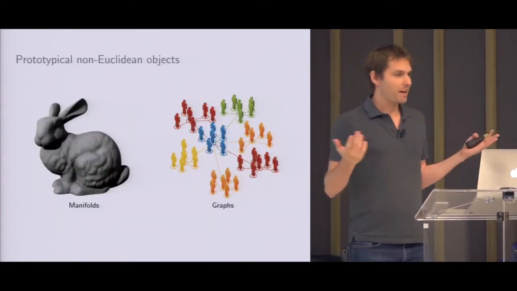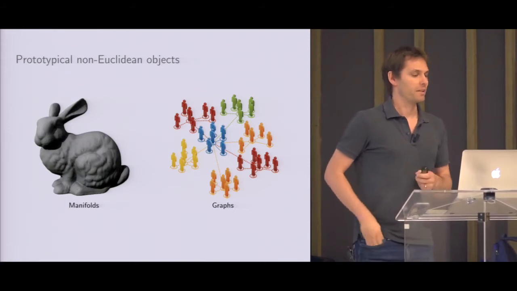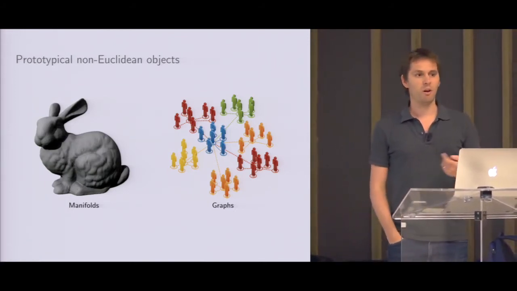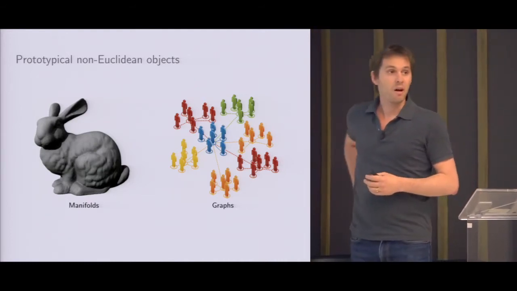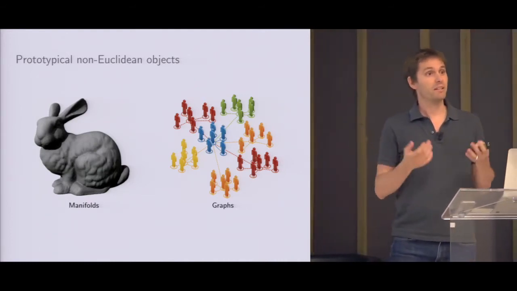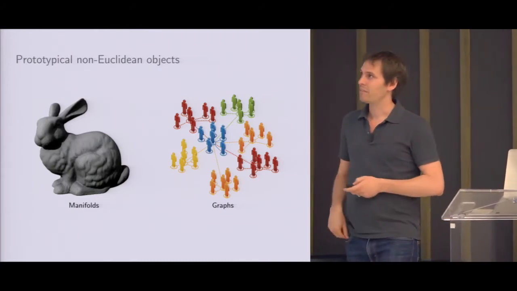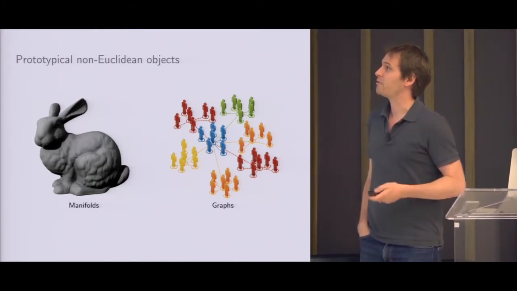So what do I mean by going beyond regular grids? One can think about problems that involve objects like that, right? You can model, let's say, a surface as a manifold. A manifold has geometry, but it's non-Euclidean, right? You have things that have curvature that is not necessarily uniform.